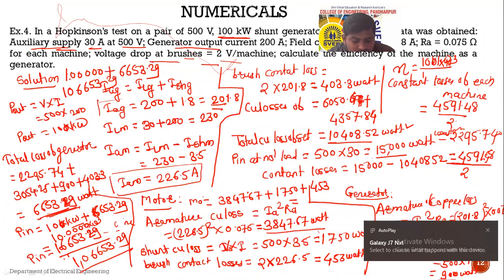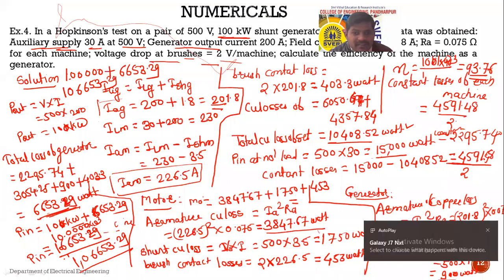Output divided by input. हा, आउटपुट डिवाइड बाय इनपुट इंटू 100 असतं इफिशियन्सीला. 93.76. Okay, so it is equals to 93.76, right? So that means the efficiency of the generator, it is nearly equal to 93.76%.